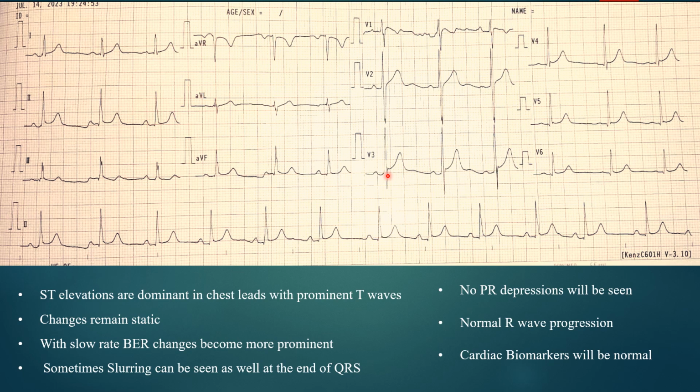There will be no PR depression, especially in the case of early repolarization, and if it is present, then pericarditis should be thought of. The progression of the R wave will be normal, as we can see over here. So there is not a poor R wave progression. These are good healthy R waves. This helps to rule out myocardial infarction, especially in the late phases, and cardiac biomarkers will definitely be normal in such cases.